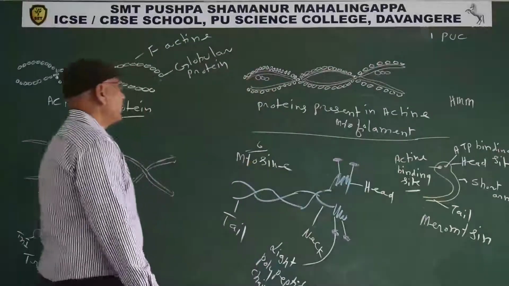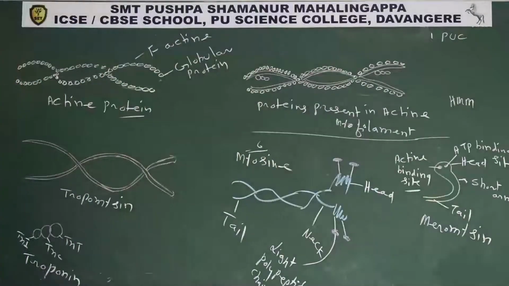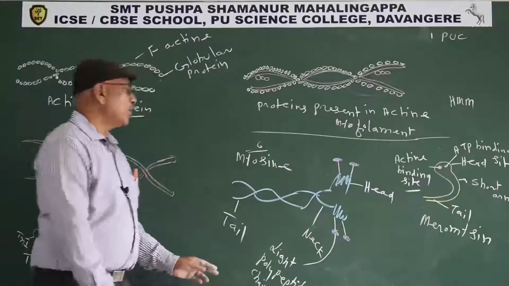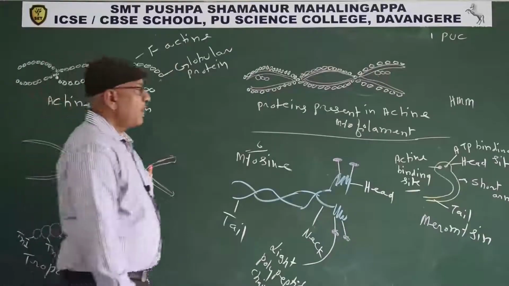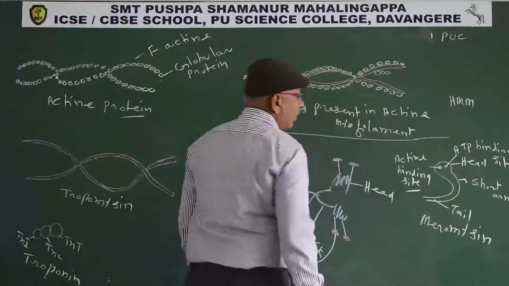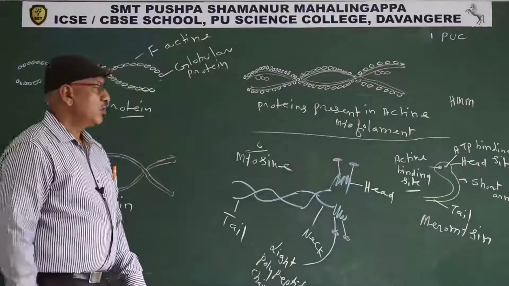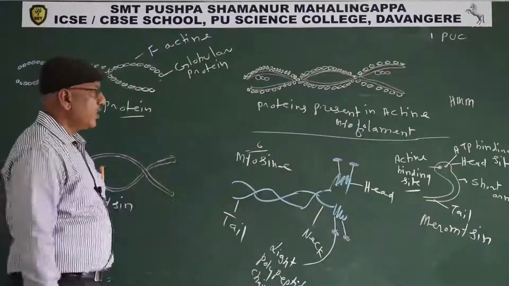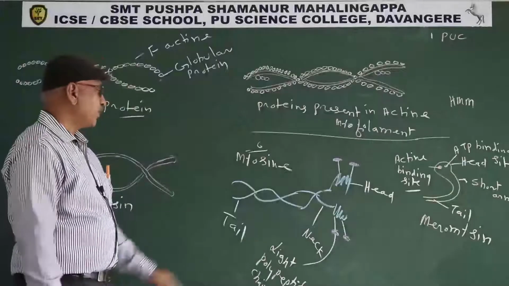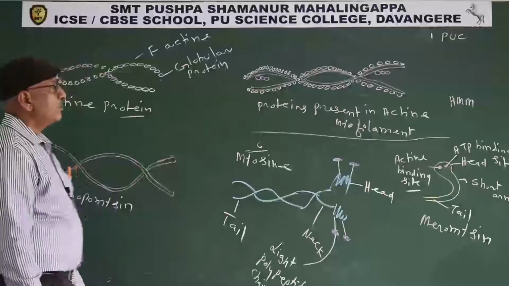So, types of proteins present in myofilaments. Actin filament contains three types of protein: actin, tropomyosin, troponin. Myosin filament contains only one protein, myosin protein, and the monomers of myosin protein are meromyosins. So 200 to 300 meromyosins are present throughout the length of the myosin protein.